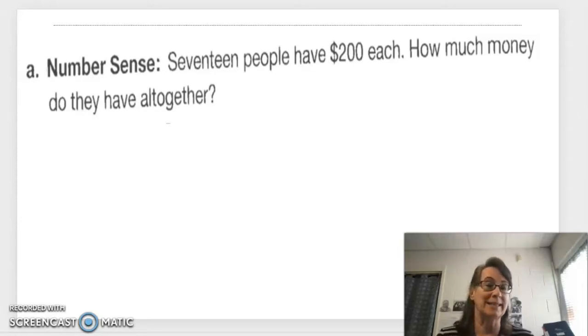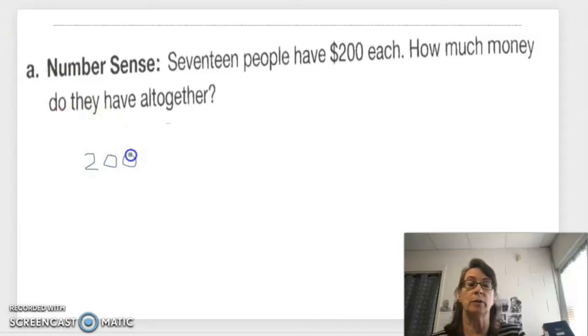Number sense. 17 people have $200 each. How much money do they have all together? So we're going to take $200, and since each person has $200 and there are 17 people, that is a multiplication problem.